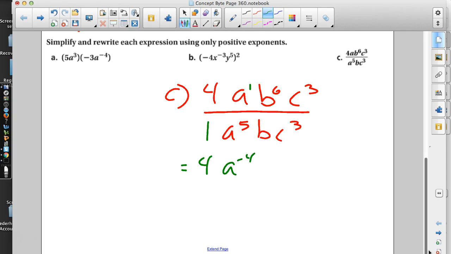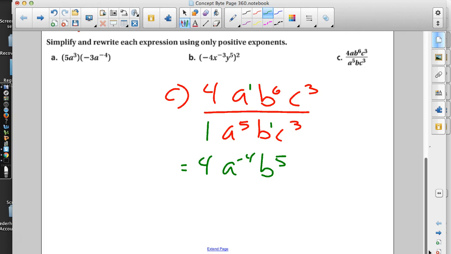I go to my b's. Here's a 6. Here's a 1. 6 minus 1, 5. B to the 5th power. Go to my c's. 3 minus 3. That's 0. What's anything to the 0 power? Look back up at the box if you need to. What's anything to the 0 power? 1. I'm not even going to bother writing that down.